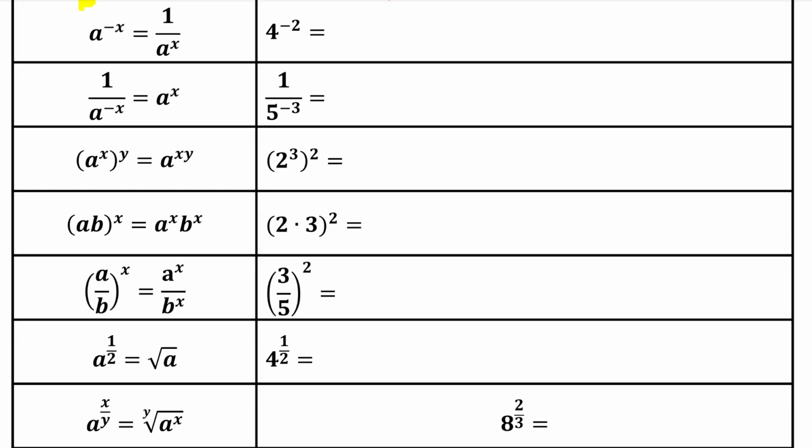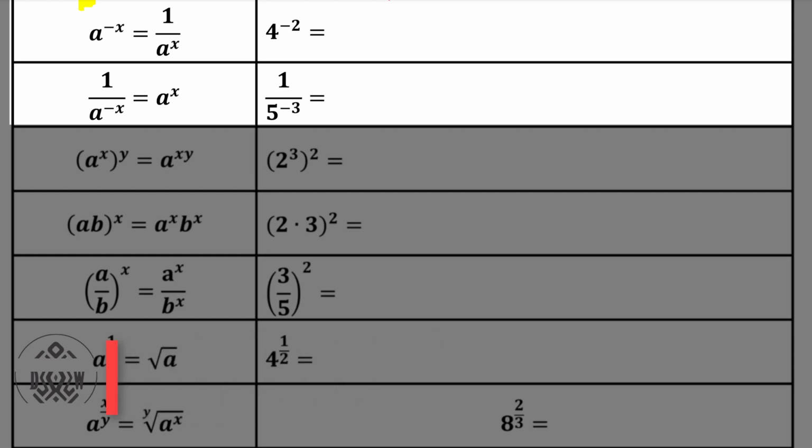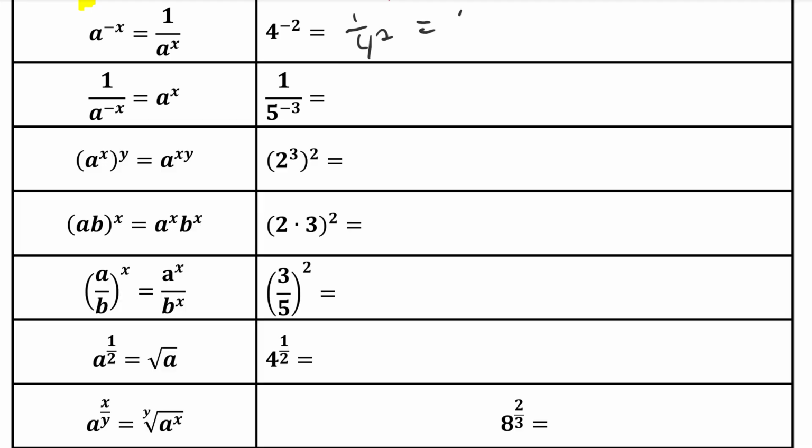So rule number 3, we have a negative exponent. What do we do when we have a negative exponent? We put it in the bottom and make it positive. So if the power is on top, in the numerator, we put it in the denominator and make the exponent positive. So what does that mean? Here we have 4 to the negative 2. That would be 1 over, so we put it in the bottom and make it positive. Now what is 4 to the 2? That's simply 4 times 4. So that would be 1 over 16 as a final answer.